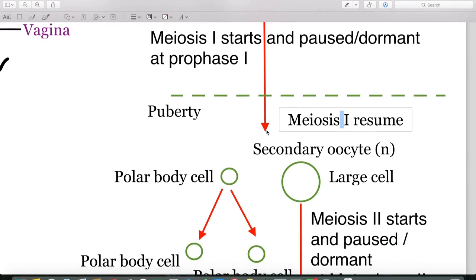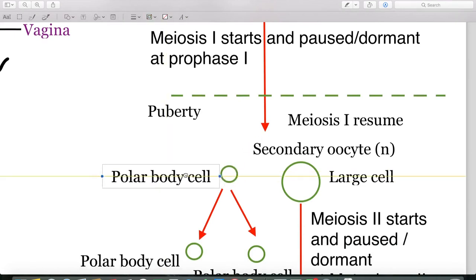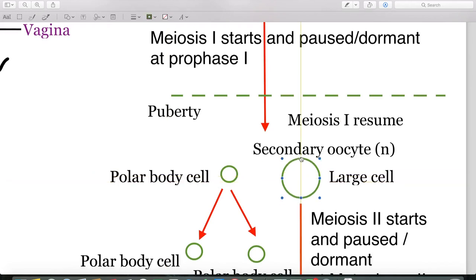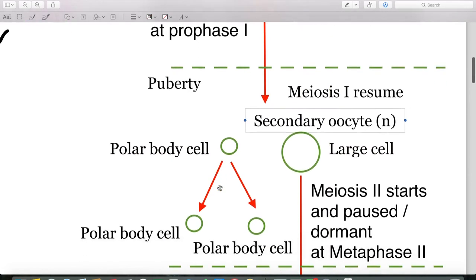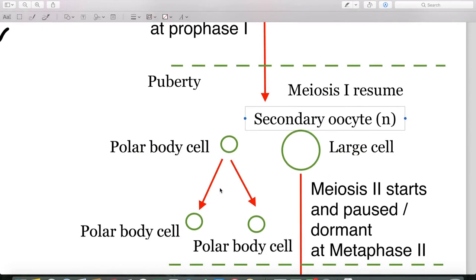Now listen carefully. One of the cells is going to be very small, which we call the polar body cell. The other cell is going to be a large cell, which we call the secondary oocyte. What happens to the polar body cells? Polar body cells are useless cells. They are not going to be used in fertilization, not involved in reproduction at all. Polar body cells will divide by meiosis 2 and produce two more polar body cells, and that's it.